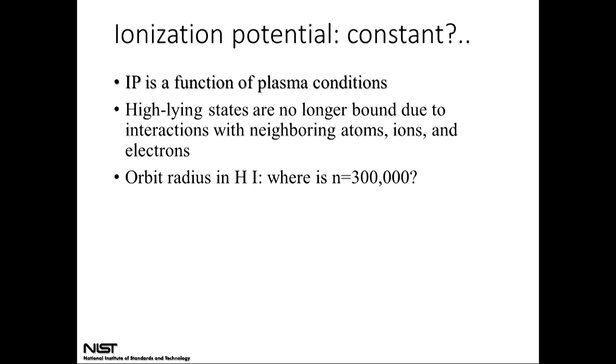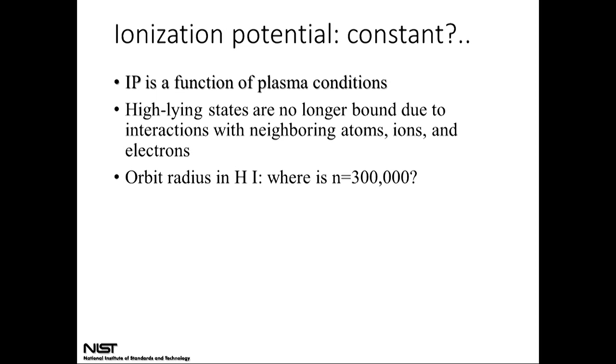Now, let's take a simple example. Let's take neutral hydrogen. If neutral hydrogen atom sits here, where will be electron with N 300,000? Well, we can calculate. The orbit radius goes approximately as Bohr radius times n squared. So take n 300,000, make it square, and you will see that this electron will sit somewhere around 4.5 meters. And of course, you understand that even in the air, there are so many particles in between that electrons at 4.5 meters know nothing about the nucleus.